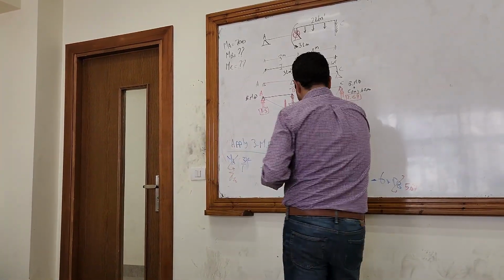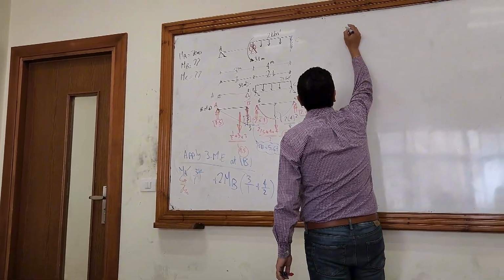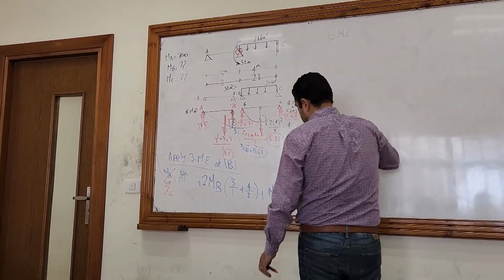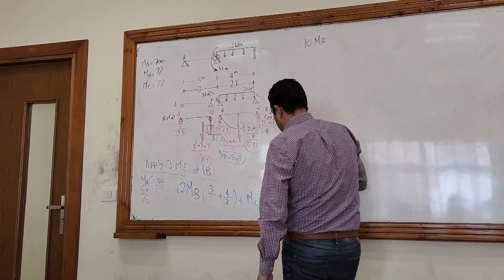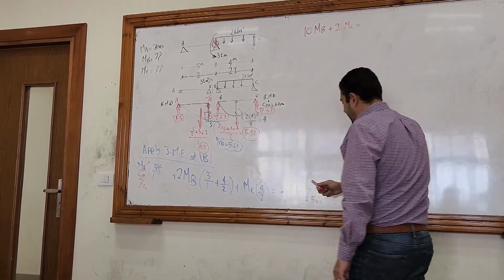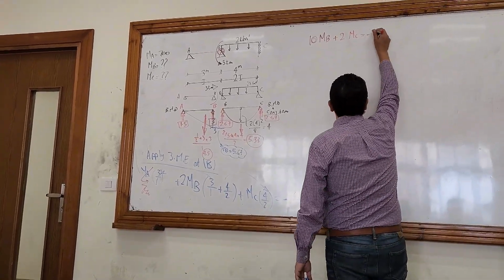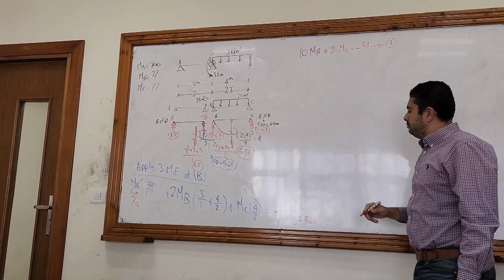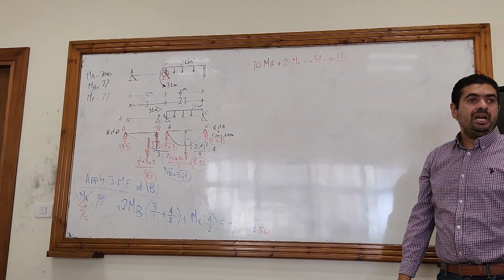So 3 plus 2 is 5. 5 times 2, so 10 MB plus 2 MC equals -6 times 5.67. I think it's -34. I think this is the first. Yeah. So this is the first equation that has 2 unknowns, MB and MC.